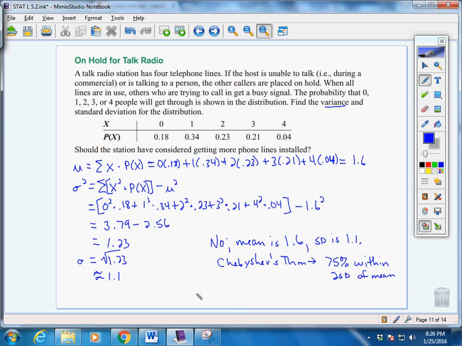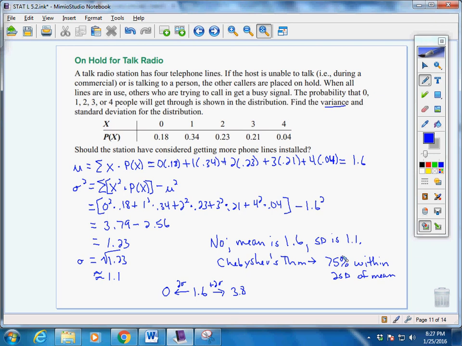Well, if our mean is 1.6 and we go 2 standard deviations in either direction, it doesn't really make sense. 2 times this would be 2.2, which is going to put us below 0. That doesn't really make sense. But if we add 2 standard deviations, 2 times 1.1 plus 1.6, we get 3.8. So really most of the people trying to get in, 75%, are going to be between 0 and 3.8. We already have 4 phone lines. So it doesn't make much sense to try to add more, because why go through all that money when really the data is spread out between 0 and 4.